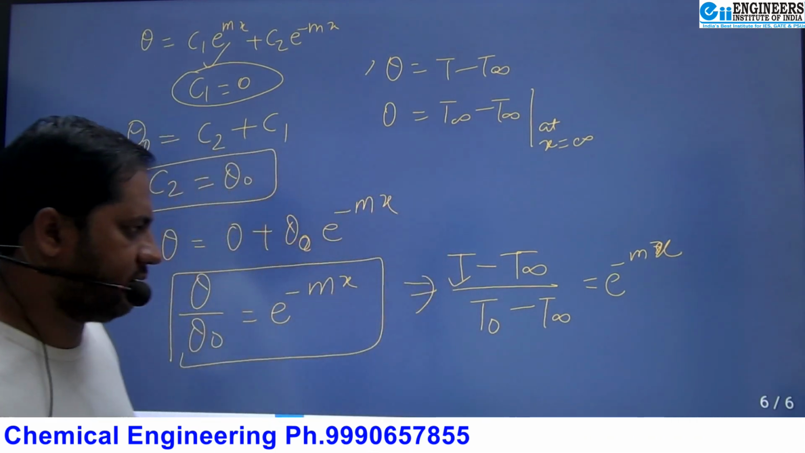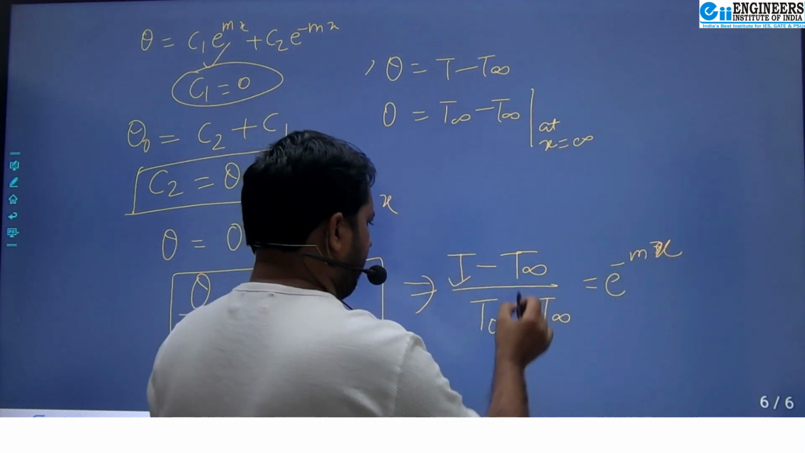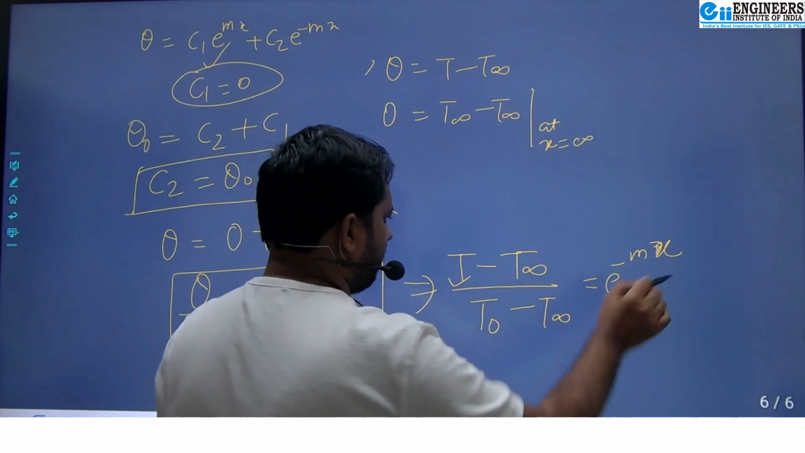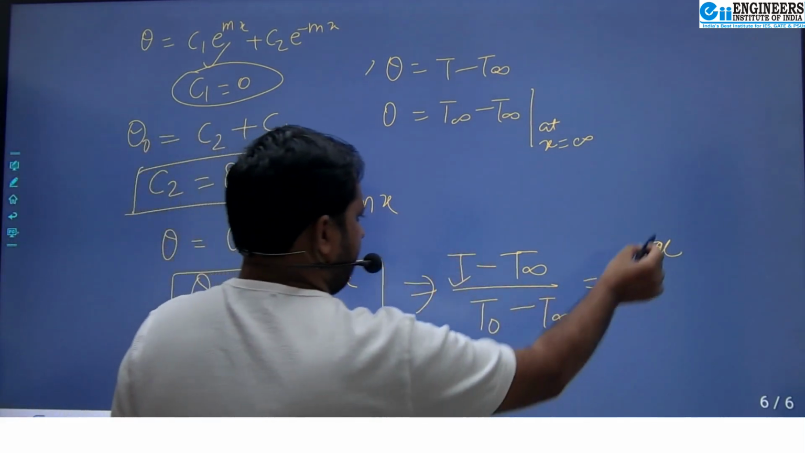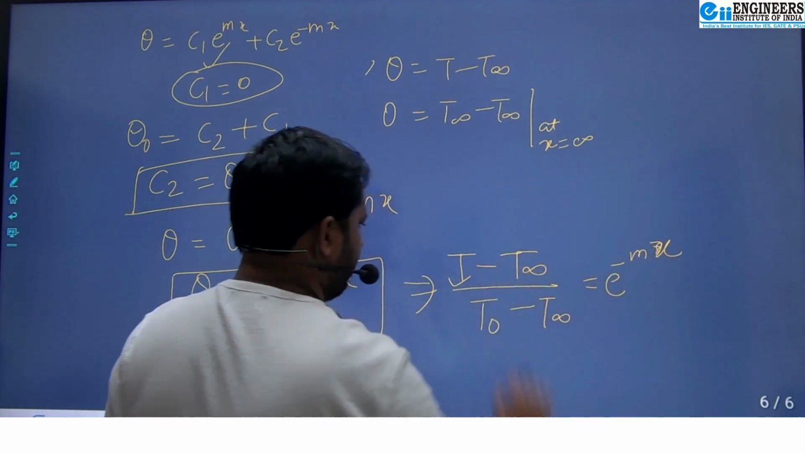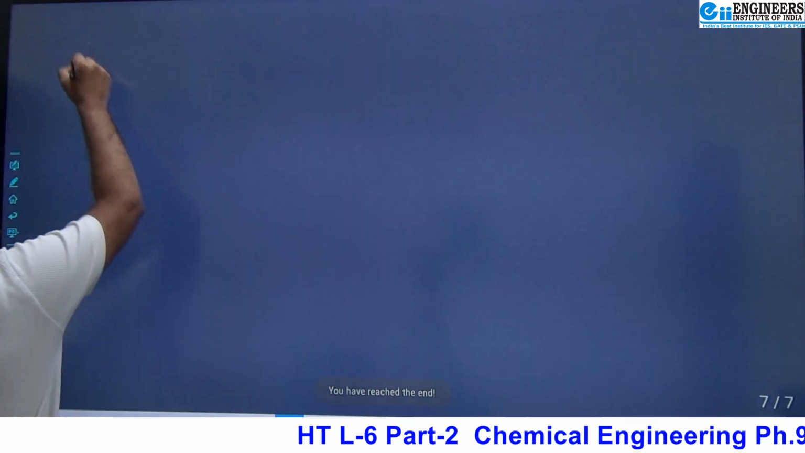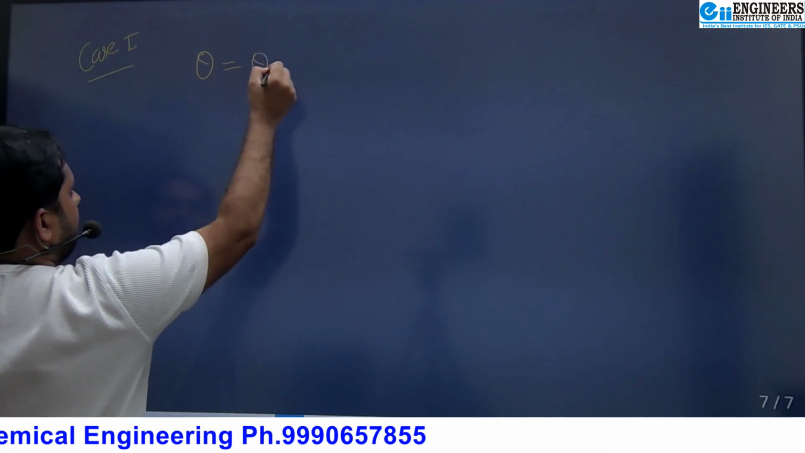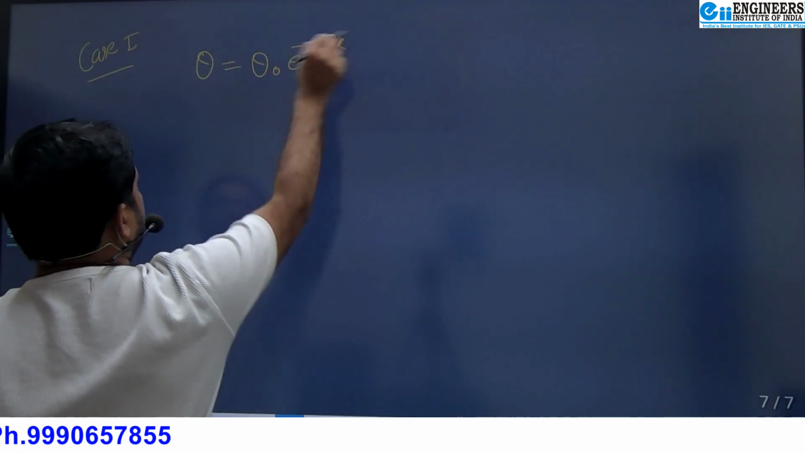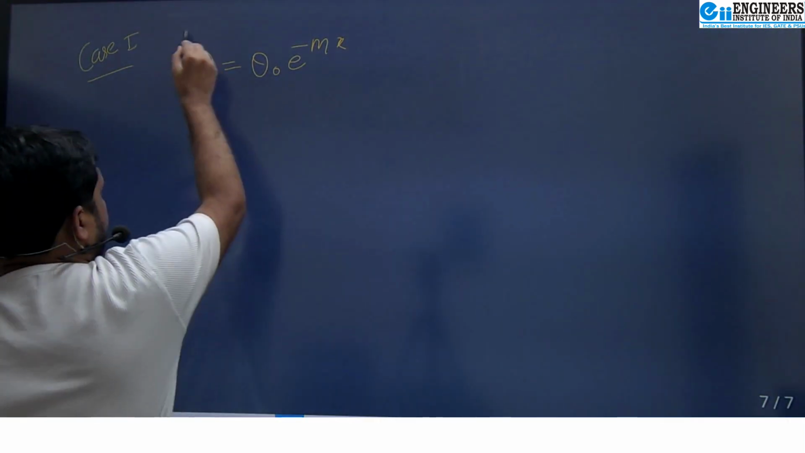Now checking boundary condition 2. If x equals infinite, the exponential becomes 0, and then T equals T infinity. So both boundary conditions are satisfied. So you can say that this expression for finding the temperature at any distance x in a rectangular fin is correct. So for case 1, theta equals theta naught e power minus mx, or theta by theta naught equals e power minus mx. Both conditions are correct.